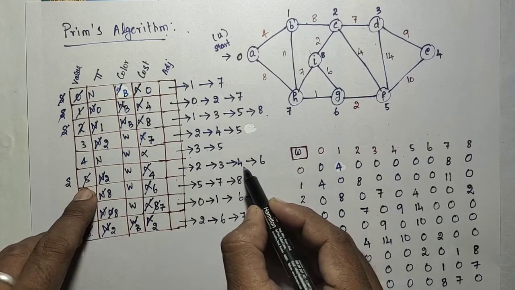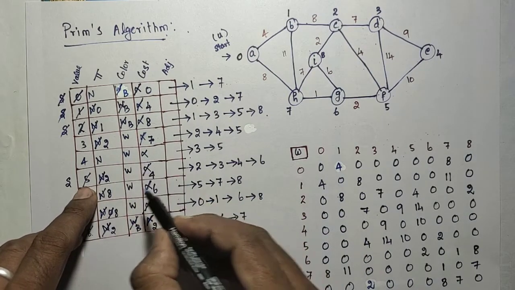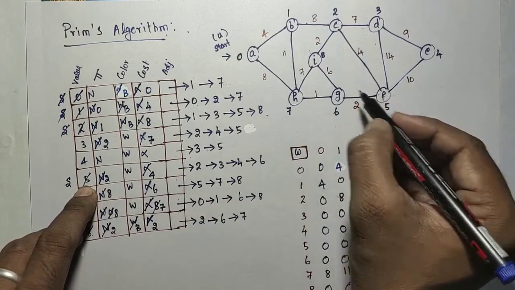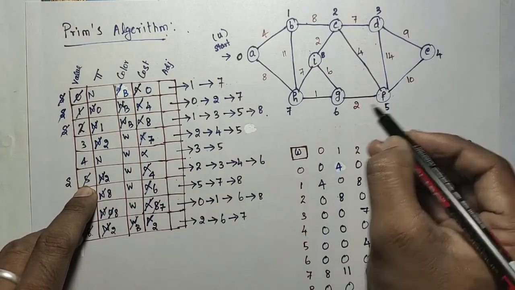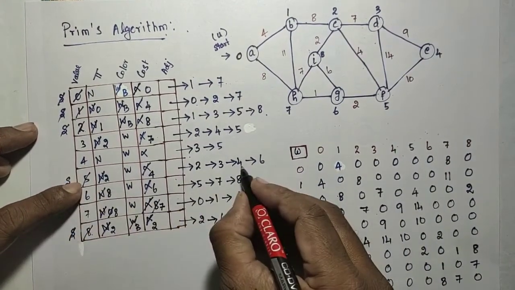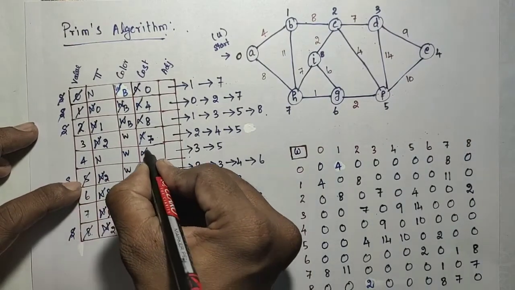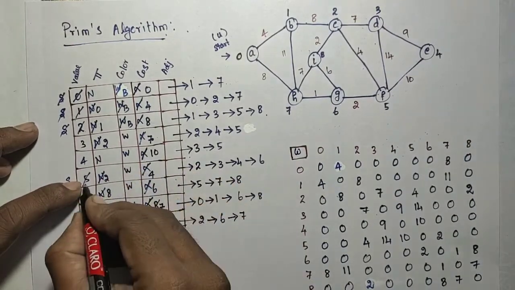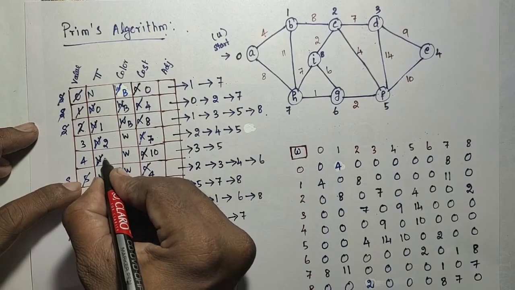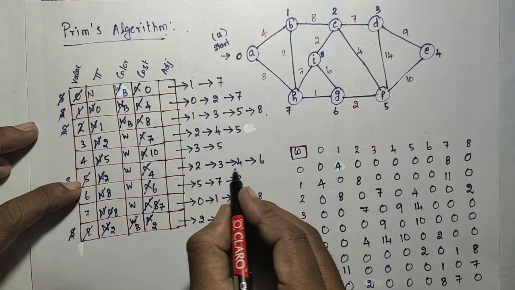So 5 to 4. 4 is not visited. It is also infinity. So 5 to 4 is a 10. The 4 is infinity, so I need to do that updation to 10. And the parent will be updated with 5. So 5 to 4, 10. So it is updated.